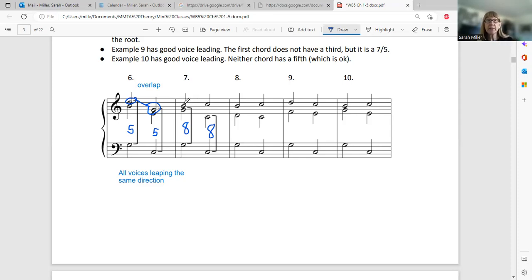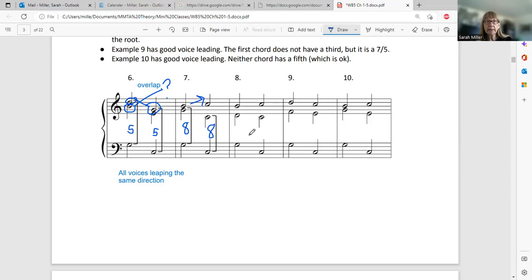Now in number 7, at least the leading tone does resolve up. Where if you look at number 6, you see this leading tone in the alto does not go up. In fact, it goes down a fifth. That would be really awful to sing.